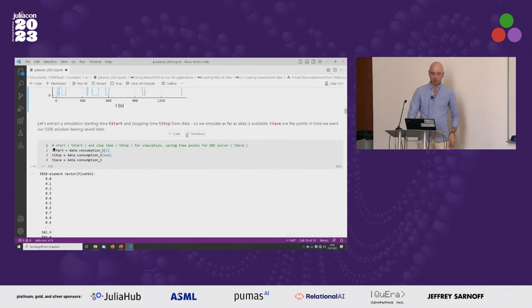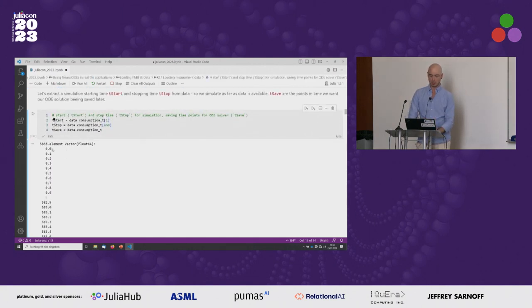So further, let's extract three variables: t_start, t_stop, and t_save. t_start is the starting point for our simulation, so the time point of the first measurement. t_stop is the endpoint for our simulation, so the last recorded timestamp, and t_save are the saving time points for our ODE solution.